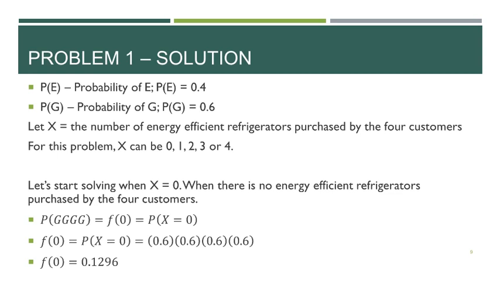So therefore, the possible values of the random variable X are 0, 1, 2, 3, or 4. First, let us consider when there is no E being purchased by the 4 customers. The possible combination will be G, G, G, and G. Since these are independent events, we will multiply the probabilities of G, that is, 0.6 times 0.6 times 0.6 times 0.6. Therefore, the probability that the 4 customers selected did not purchase an energy-efficient refrigerator is 0.1296.